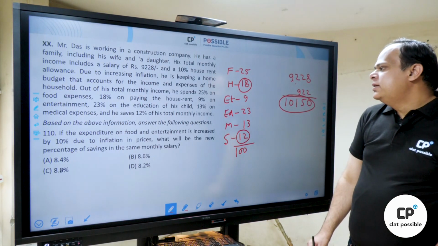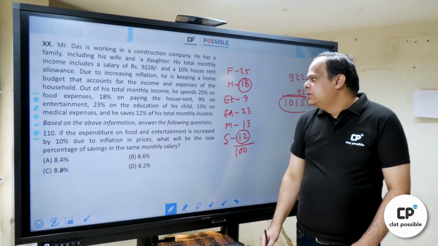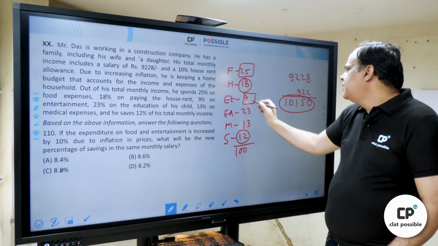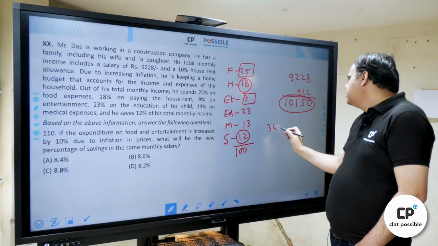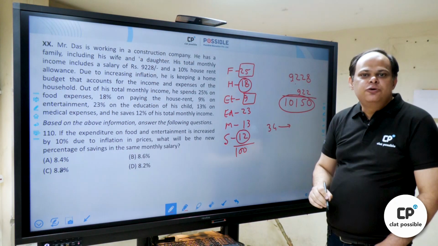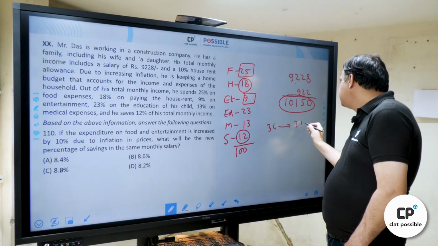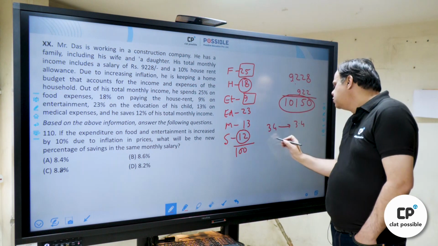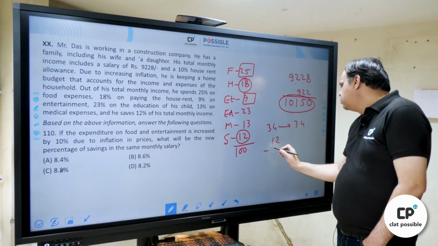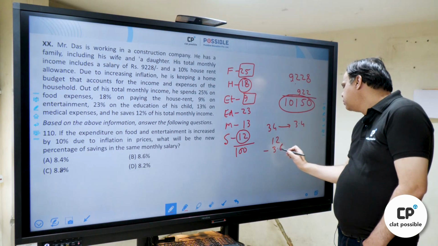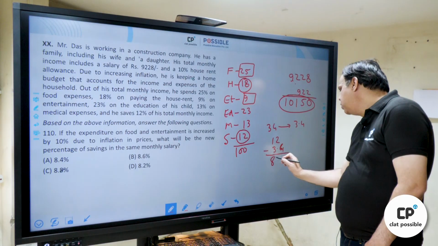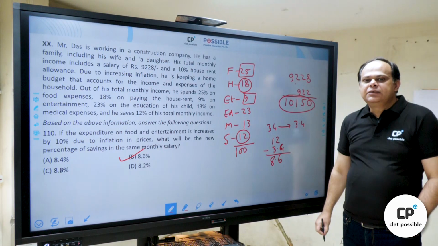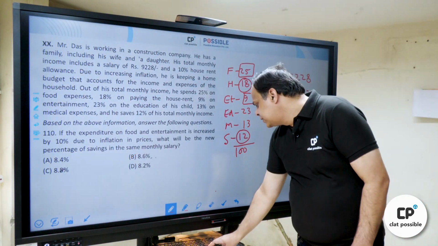Let's look at the second question. Food and entertainment expenses increased by 10%. Food is 25 and entertainment is 9, so 25 plus 9 is 34. It is increased by 10%, which means 10% of 34 will be 3.4. So the savings will go down by 3.4. So it will reduce from 12 minus 3.4, which comes out to be 8.6. So the answer will be option B, 8.6.